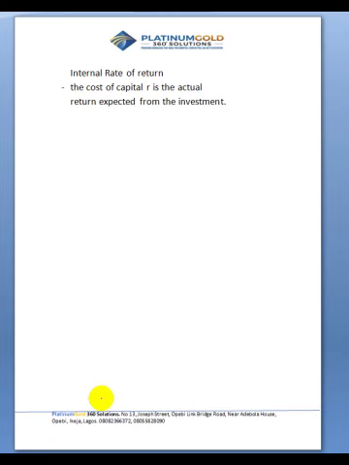The IRR is another method of investment appraisal using DCF. Okay. The internal rate of return of a project is the discounted rate of return on the investment.